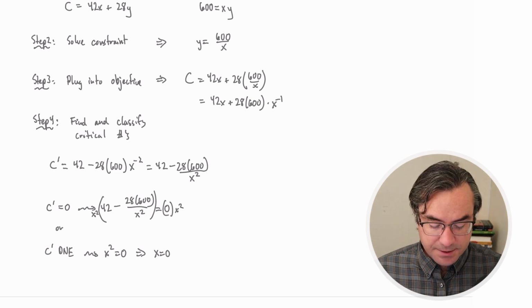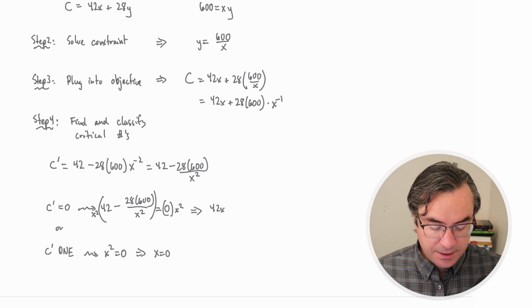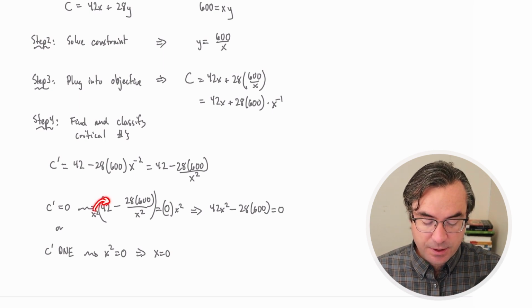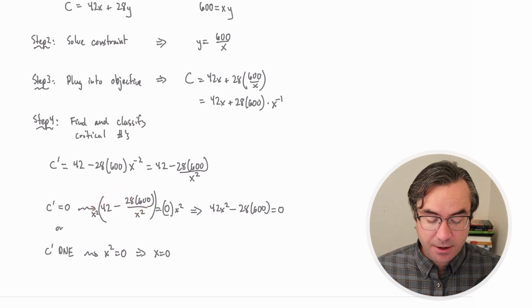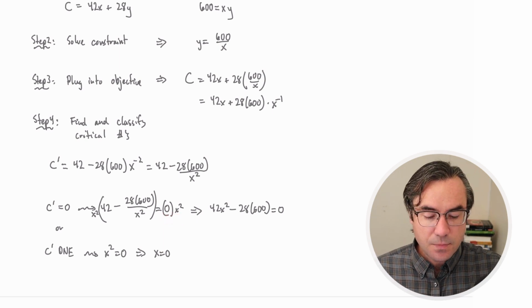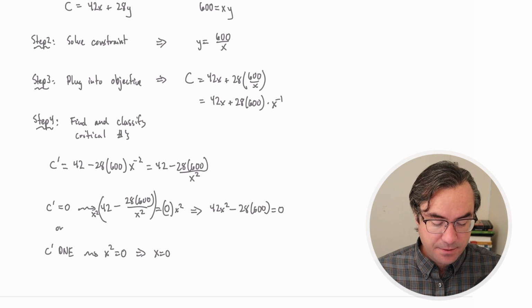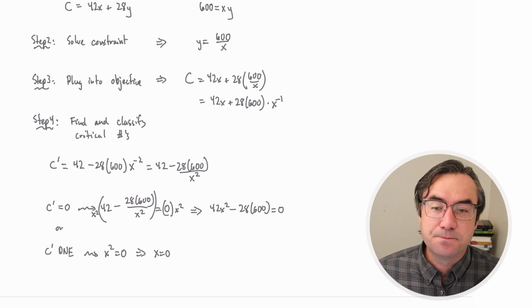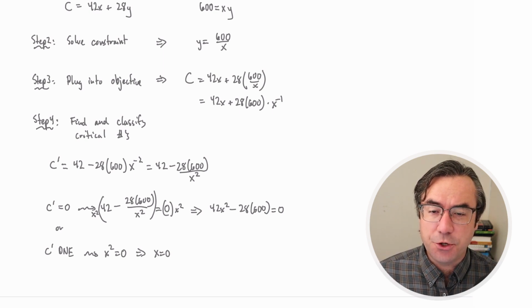And when we do that, we get 42x squared minus 28 times 600 equal to 0. So if we distribute that x squared, it goes to the 42. It cancels out the x squared in the denominator there. And then 0 times x squared is just going to be 0. And then finally, this gives us something a little bit more recognizable.